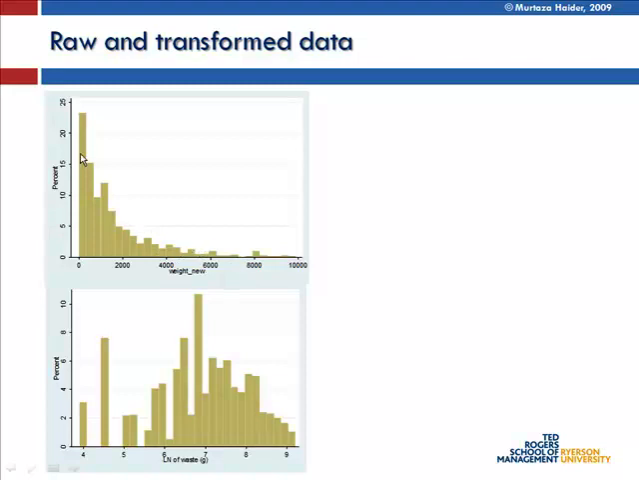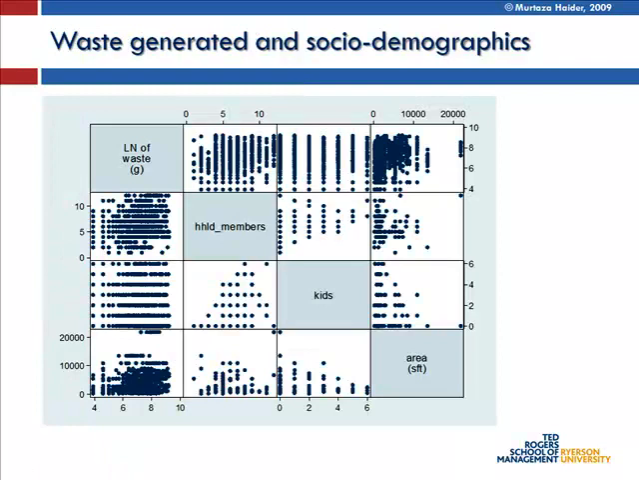And by log transforming this above data, the raw data, I get the log transformation of the waste generated, and that is presented in the graph at the bottom of this. And you will see that this graph is in fact showing a much better distribution suited for a regression model.